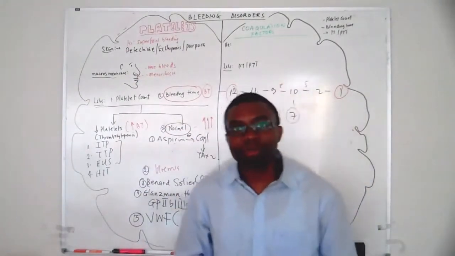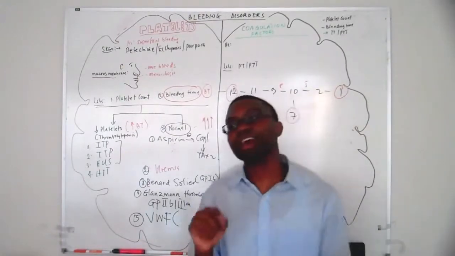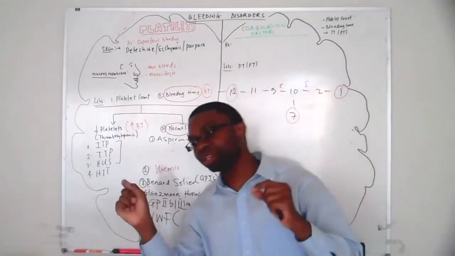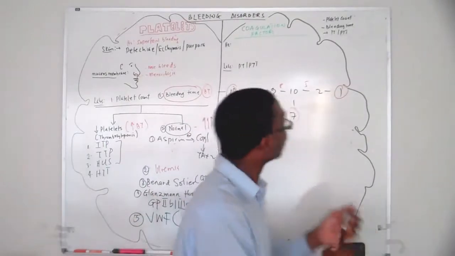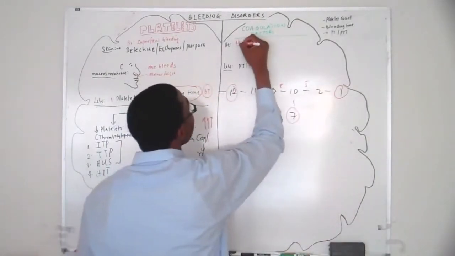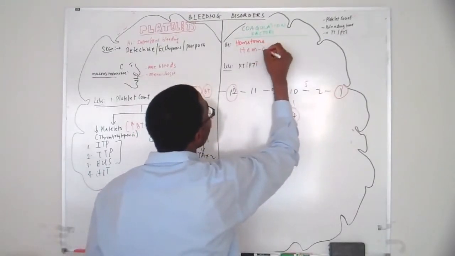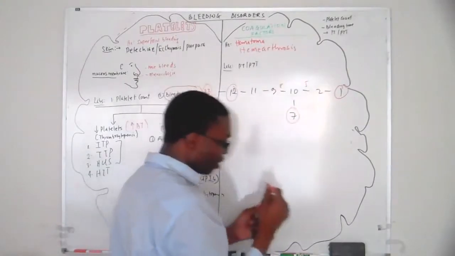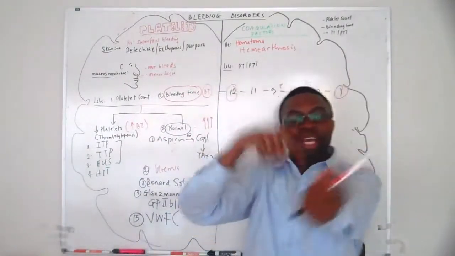I want you to sing along with me. Hematoma, hemarthrosis, coagulopathy. Hematoma, hemarthrosis, coagulopathy. Hemarthrosis. Bleeding in the joints, bleeding in the joint.